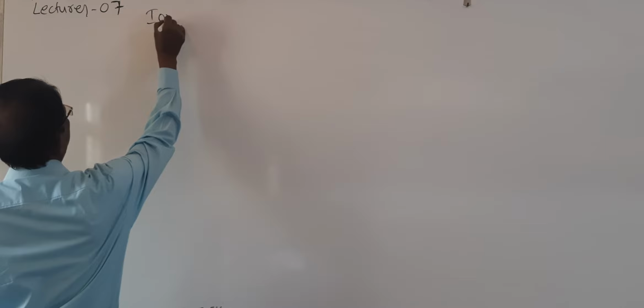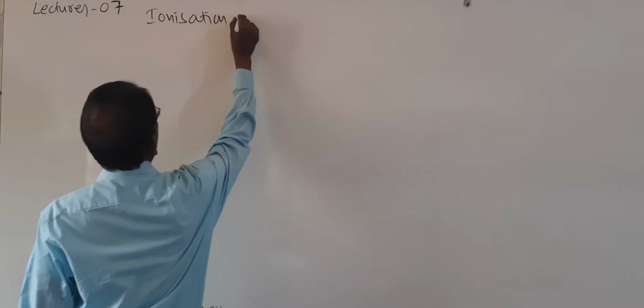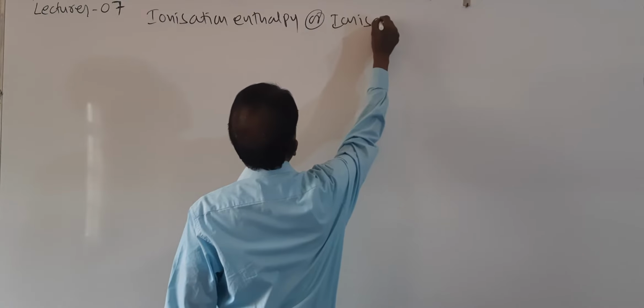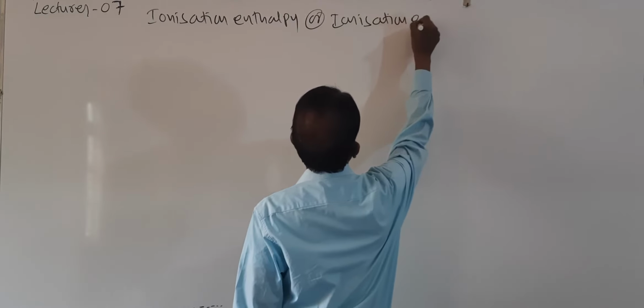So today we will discuss ionization enthalpy or ionization energy. Look here students, ionization enthalpy or ionization energy is also called ionization potential. So what is ionization potential, or ionization energy, or ionization enthalpy? It is the tendency of removing an electron from an atom.